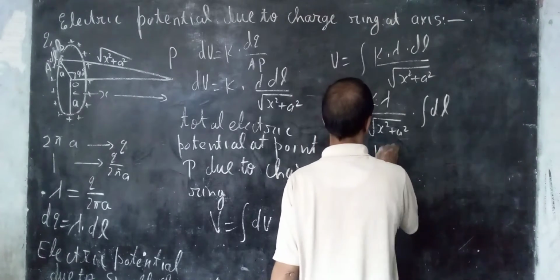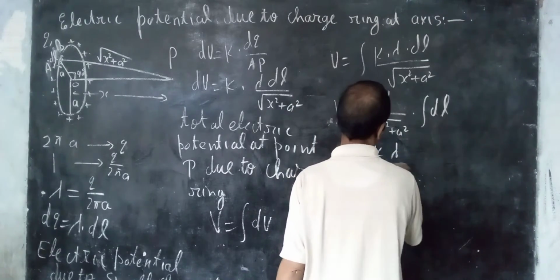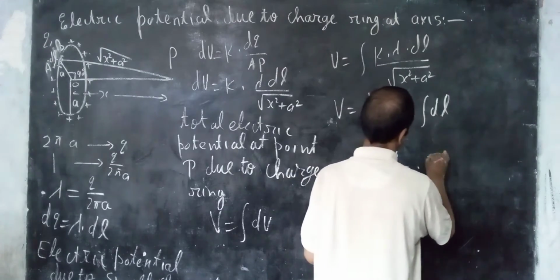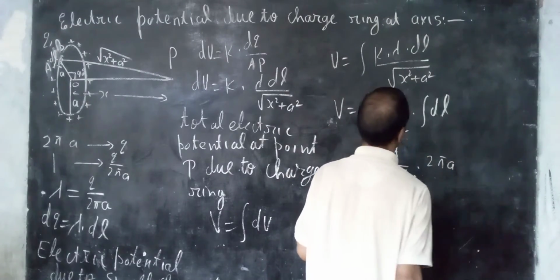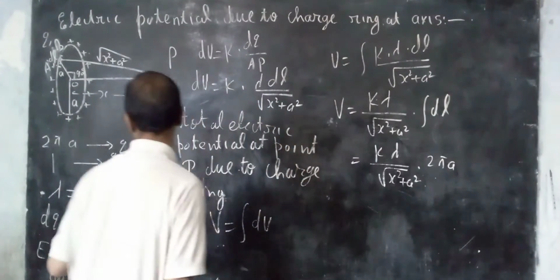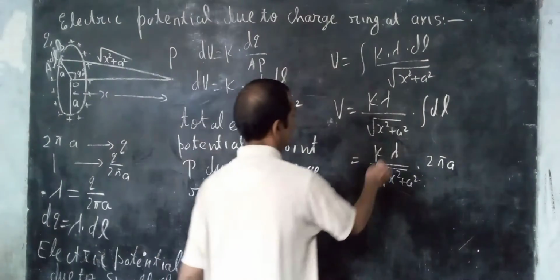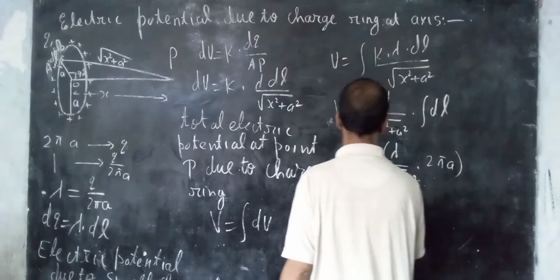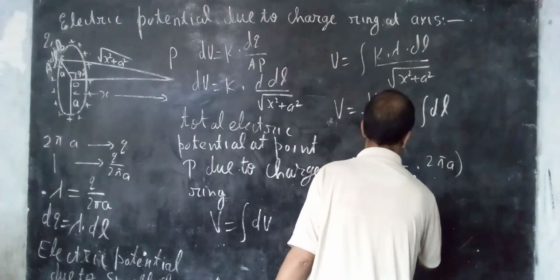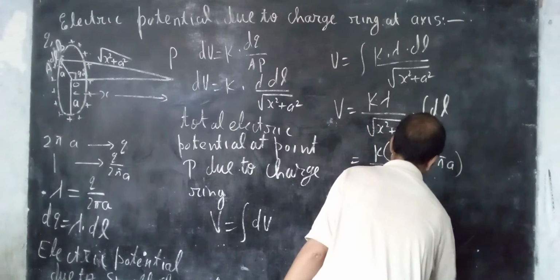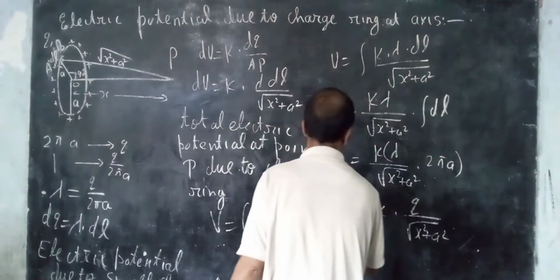So write this: k lambda upon root of x square plus a square into the integration of dl. The integral of dl is the circumference, 2 pi a. So 2 pi a into lambda, and lambda into 2 pi a is q. So this becomes q. So V is k into q upon root of x square plus a square.